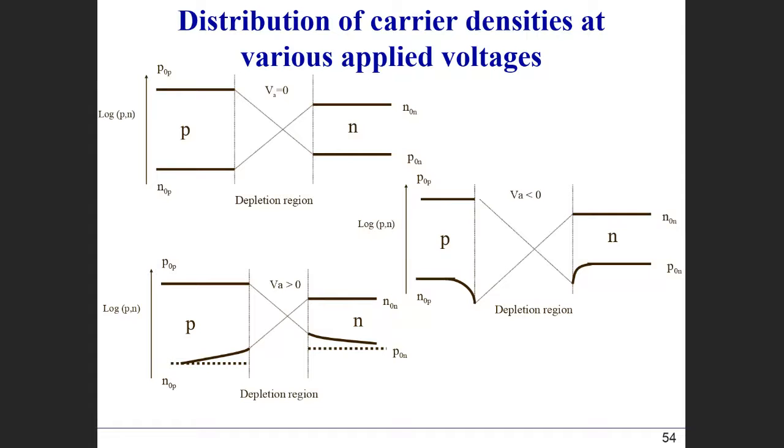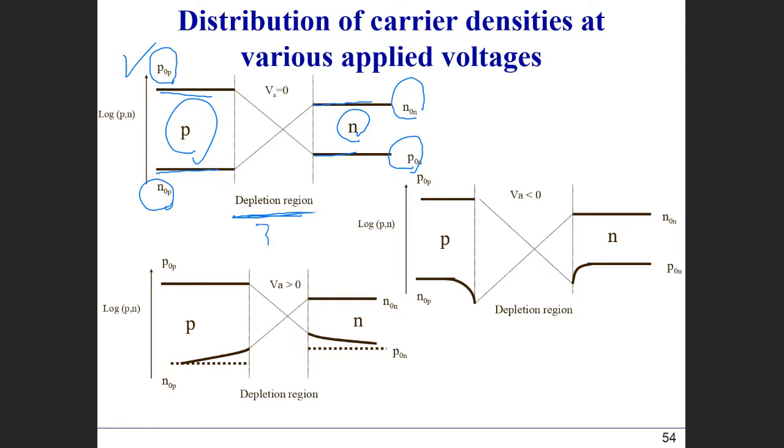So again, this is a summary. When there's no bias applied, if you look at the P side, you have a majority carrier and a minority carrier, and then you have a depletion region. In the N side you also have a majority carrier and a minority carrier, and their carrier concentration follows this straight line from the outside of the depletion region.